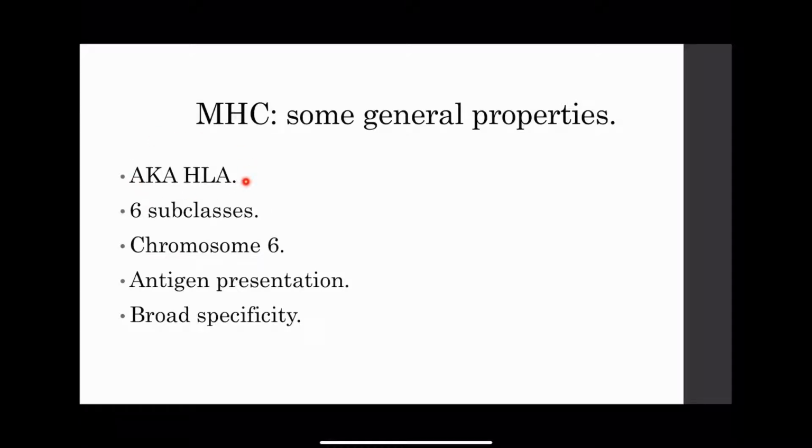Okay, so the MHC molecules are present in vertebrates, and those present in humans specifically are sometimes referred to as HLA, or the human leukocyte antigens. There are 6 subclasses in total, 3 for class 1 and 3 for class 2, and they are present on chromosome number 6.